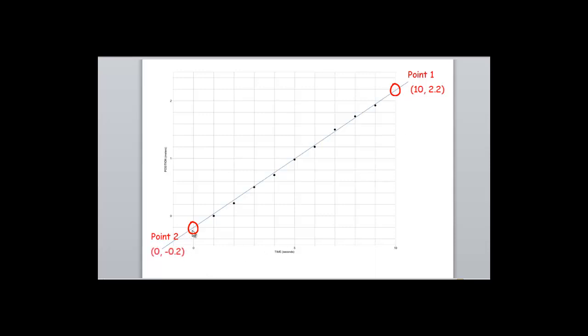And then if we look over here, the x-coordinate of this point is 0, because it's on the y-axis, and the y-coordinate is below the 0 line here, so the coordinates of this point are 0 and negative 0.2.